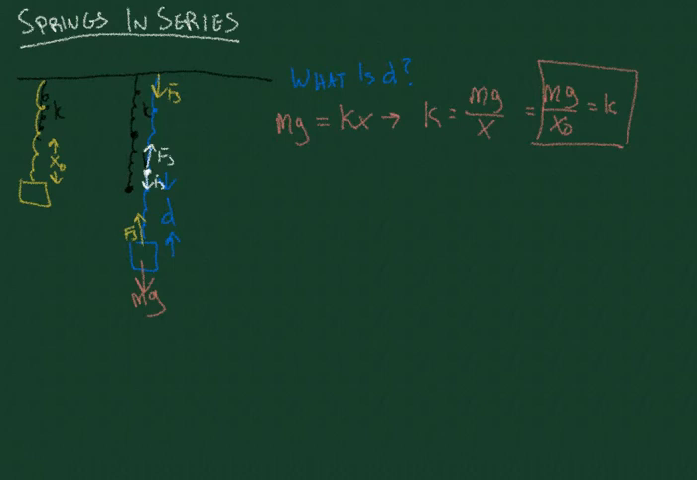So the first spring is going to have been stretched by x0, and then the second one is also going to have been stretched by x0. So d is equal to 2x0. So as you might have guessed, if I attach a mass, it's going to be stretched twice as far.